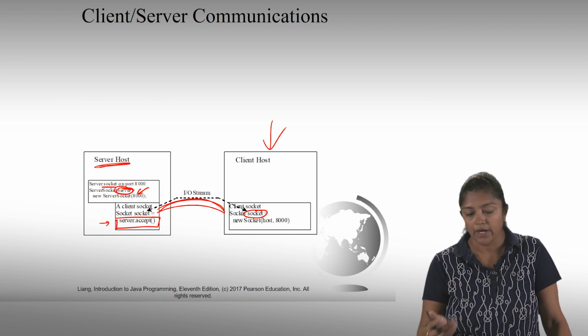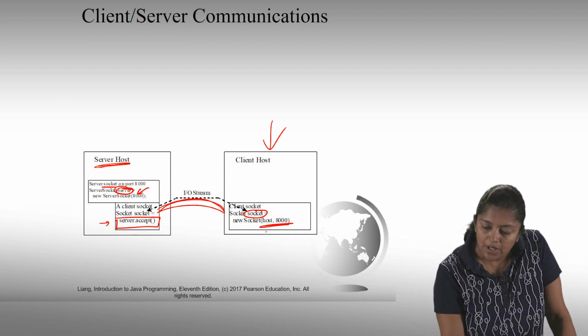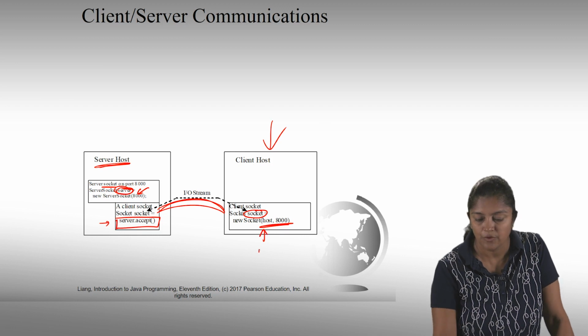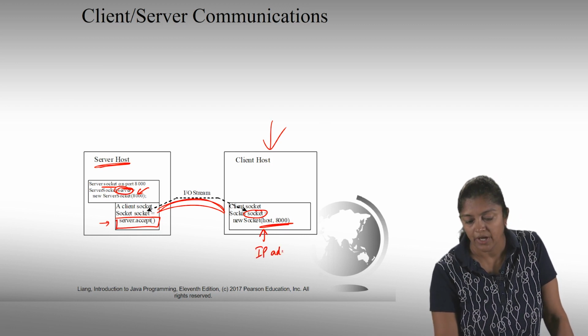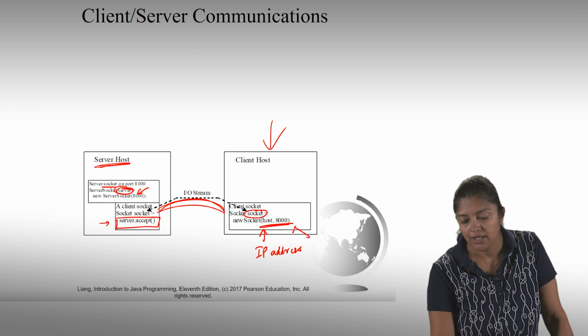Now on the client side, what happens is we create a client socket, and in order to create the socket object, to the constructor we have to pass the host information, which is the IP address, and then the port number.